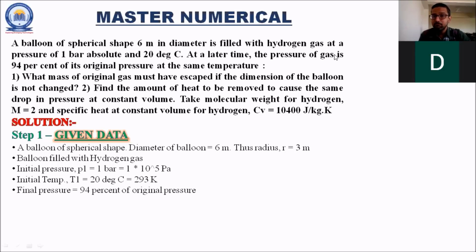At the later time, the pressure of the gas is 94% of its original pressure. So I am writing the final pressure, that is equal to 94% of the original pressure. I am writing down the equation in this manner: final pressure P2 is equal to 0.94 into P1, that is equal to 0.94 into 1 into 10 raised to power 5 Pascal. I want your confirmation on how I have calculated the value of P2. Kindly share your responses in the chat box so that I can proceed further. Have you understood how I calculated P2?